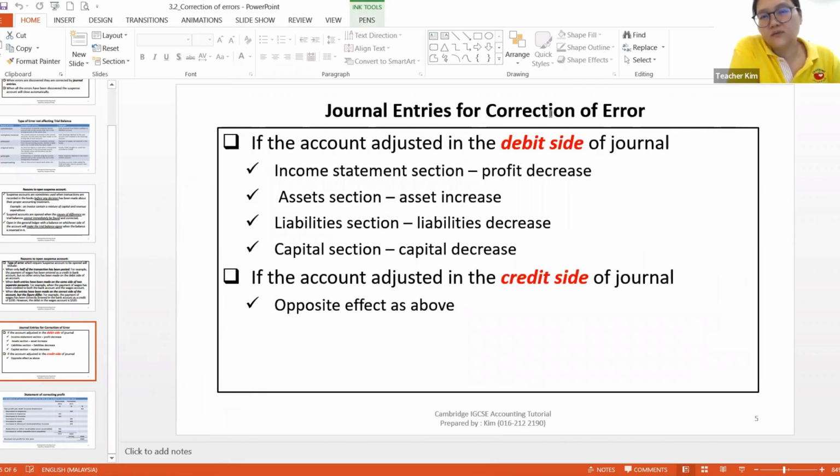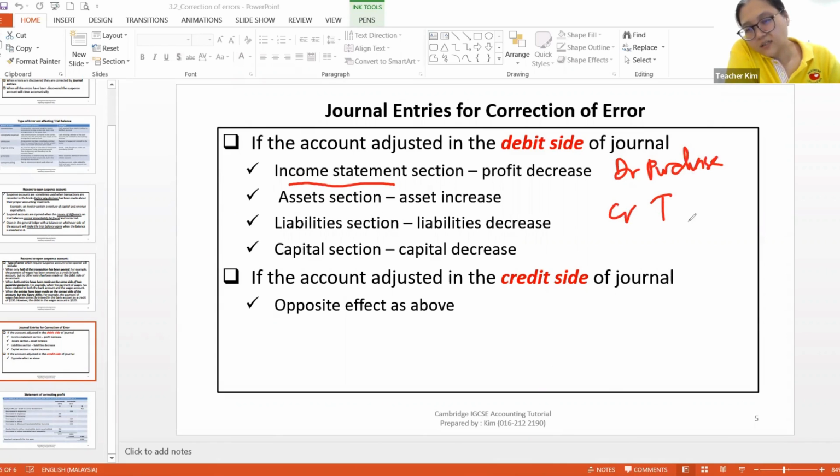The journal entry for the correction of the error. Just to take note, if the account you adjusted in the debit side is related to an income statement account, for example, you adjust debit purchases, credit trade payable 100. This purchases debited will cause the profit to change. Debit side will cause the profit to decrease.